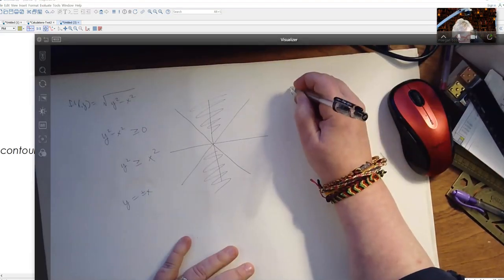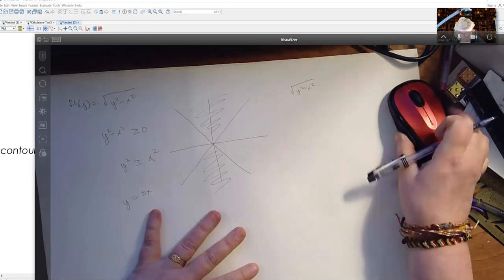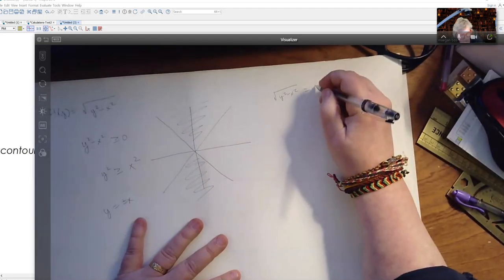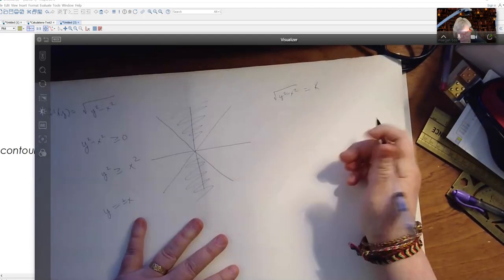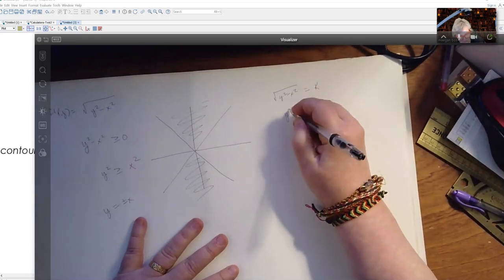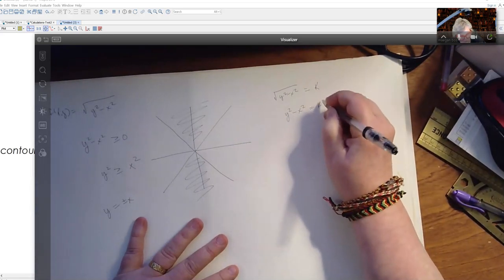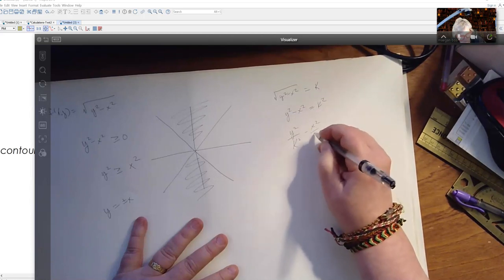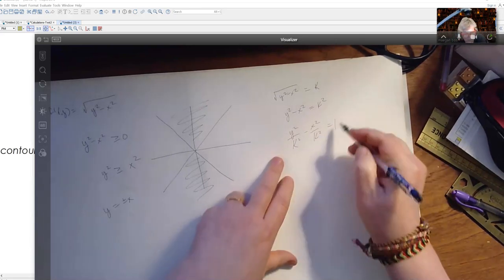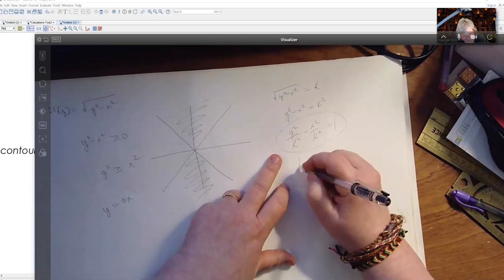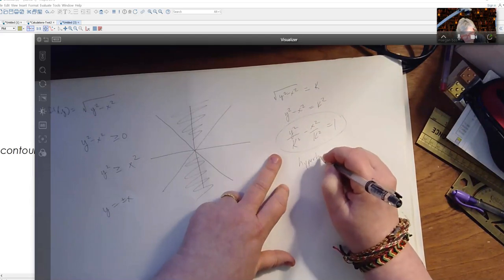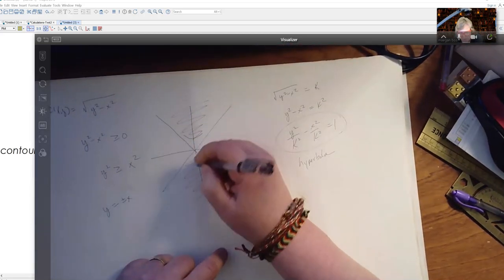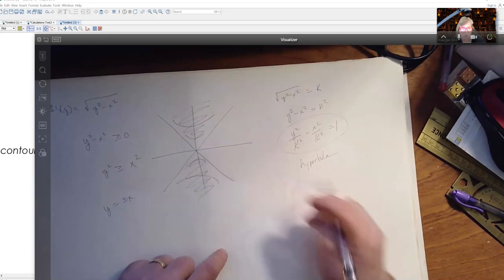Okay, so we have the square root of y squared minus x squared has to equal z. And z can be various numbers. So I'm just going to call it k, where k is some constant. If I square both sides, I get y squared minus x squared equals k squared. And if I divide, so that it looks like, oh, that's the graph of a hyperbola. Can I spell it? Hyperbola. So that's what you're seeing in that other picture, all these little hyperbolas that just get wider and wider.